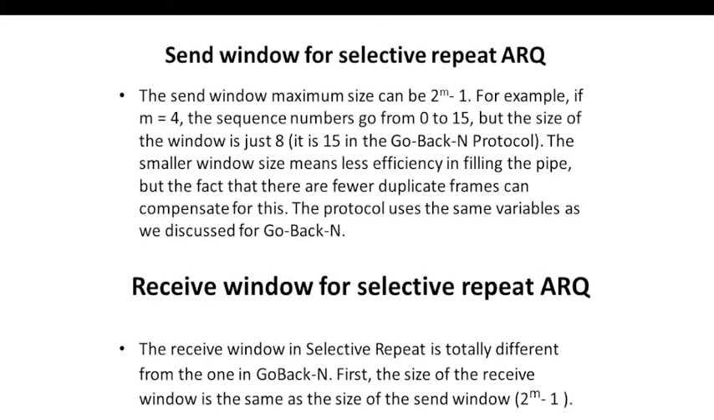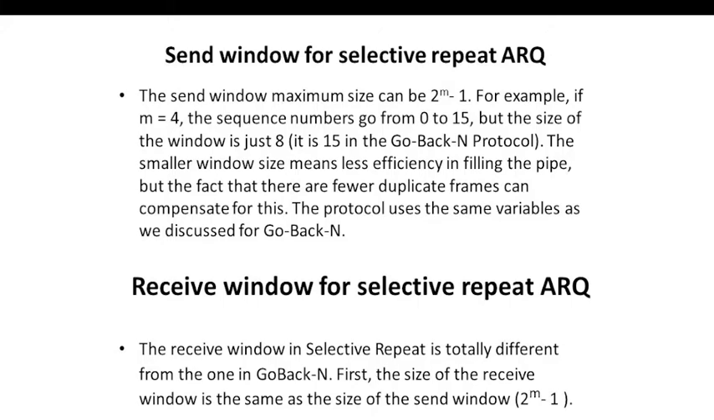Send window for selective repeat ARQ: the send window maximum size can be 2 to the power m minus 1. For example, if m equals 4, the sequence numbers go from 0 to 15, but the size of the window is just 8. It is 15 in the Go-Back-N protocol. A smaller window size means less efficiency in filling the pipe, but the fact that there are fewer duplicate frames can compensate for this.